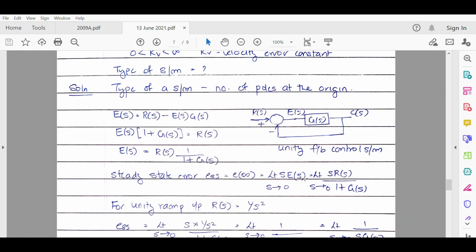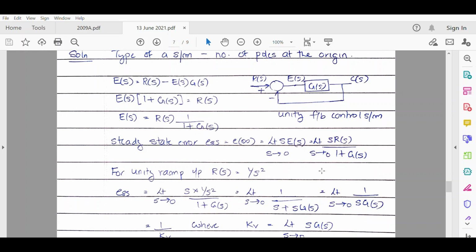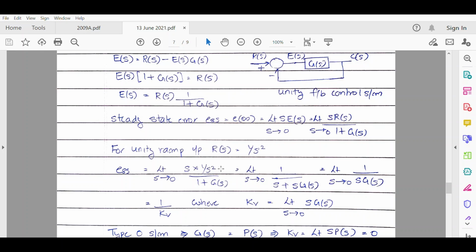Now over here we can substitute the value of E of s, which we have already obtained, and we get limit s tends to 0 s into R of s divided by 1 plus G of s. Now for a unit ramp input, the Laplace transform is R of s equal to 1 divided by s square. Now let us substitute this in the equation for steady state error. So the steady state error is obtained as limit s tends to 0 s into 1 divided by s square, which is nothing but R of s, divided by 1 plus G of s.